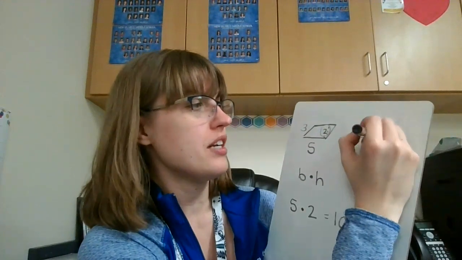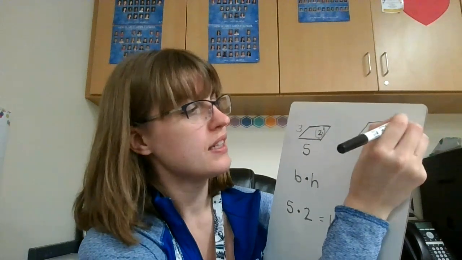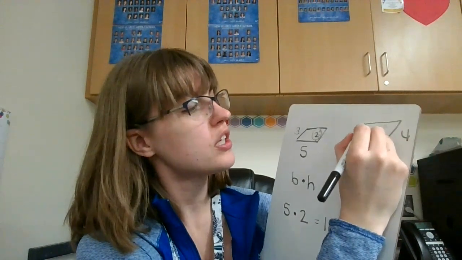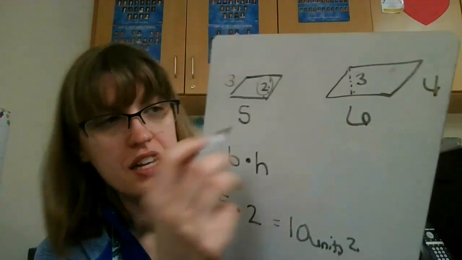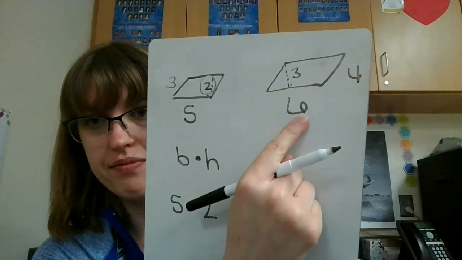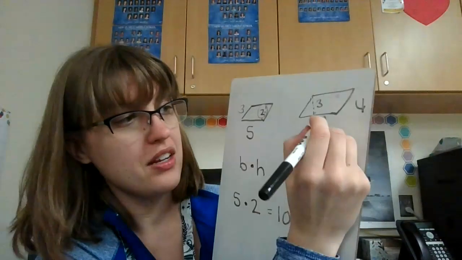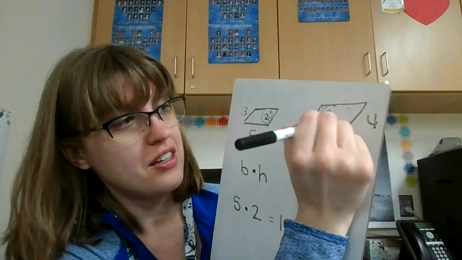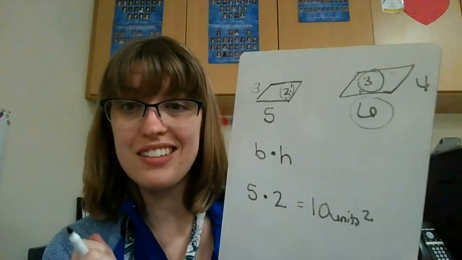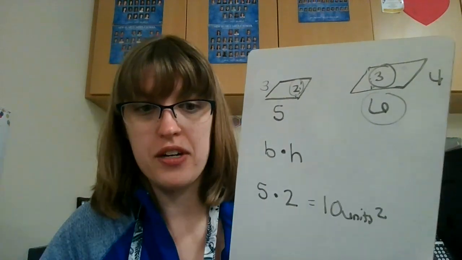So one more on your own. Let's see. Let's do 6 and 4 and 3. All right, there it is. What would you do for base times height? I hope you said 6 times 3 because that's your height. 6 times 3 is 18. 18 units squared would be your answer.